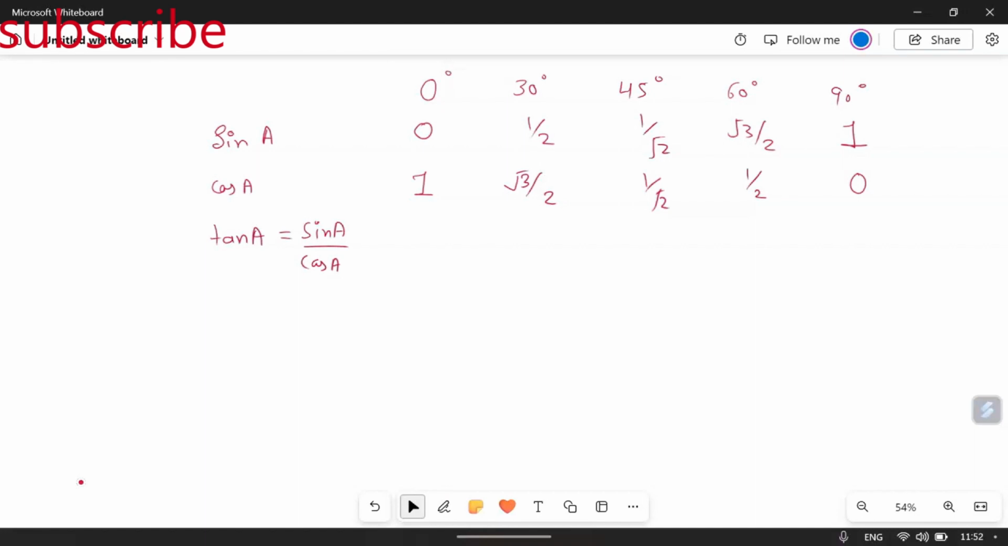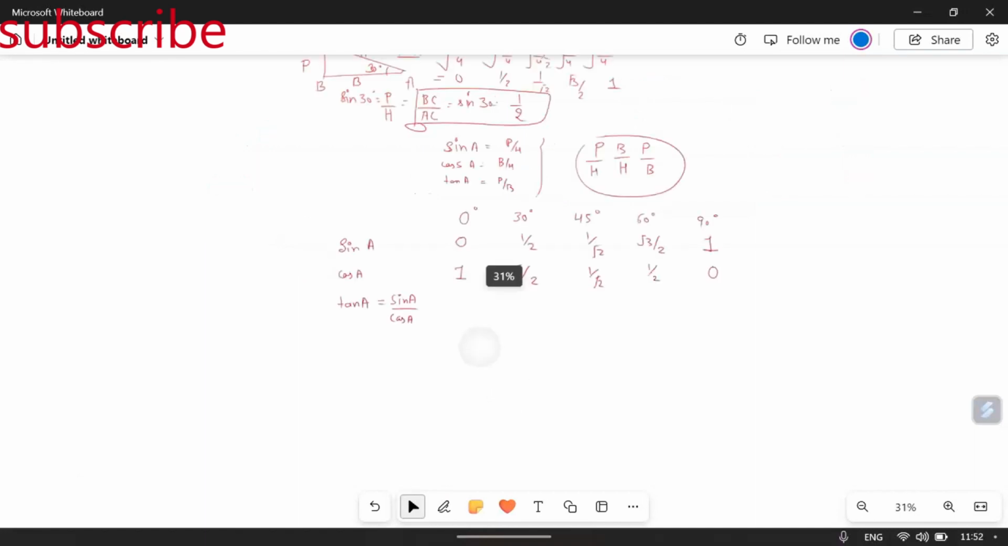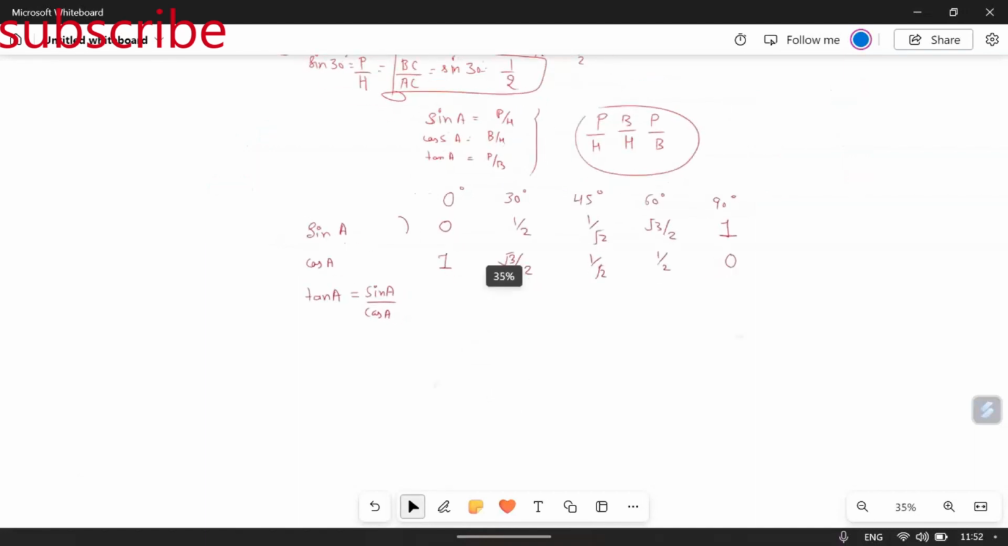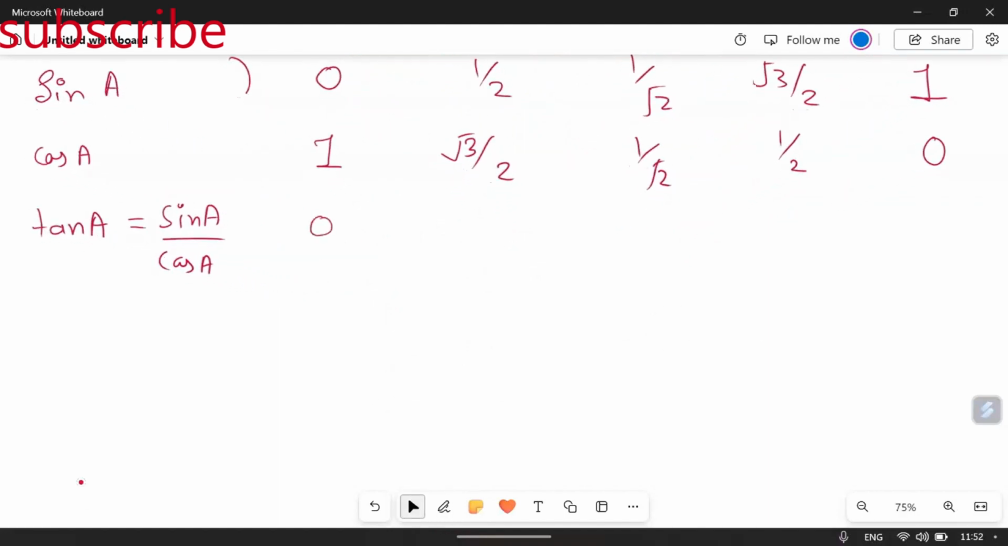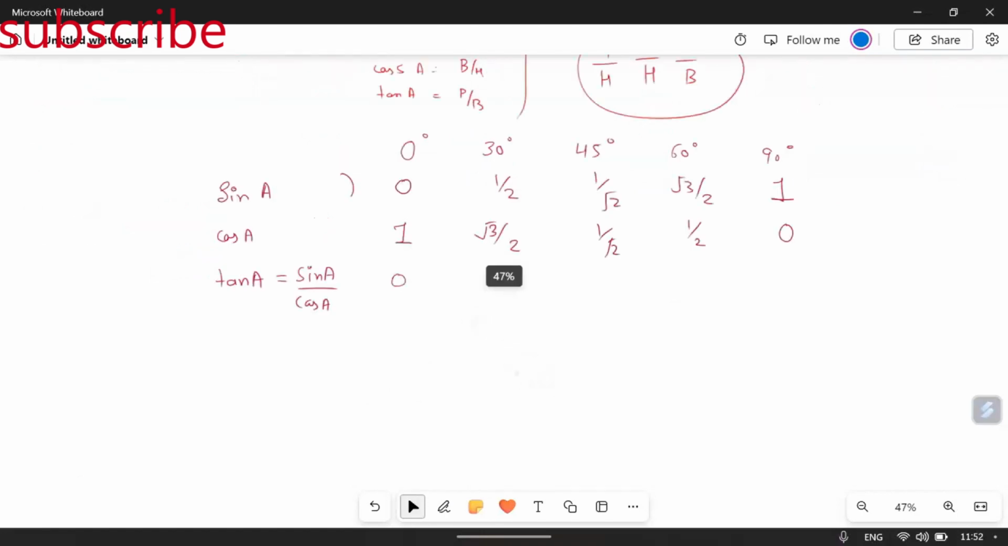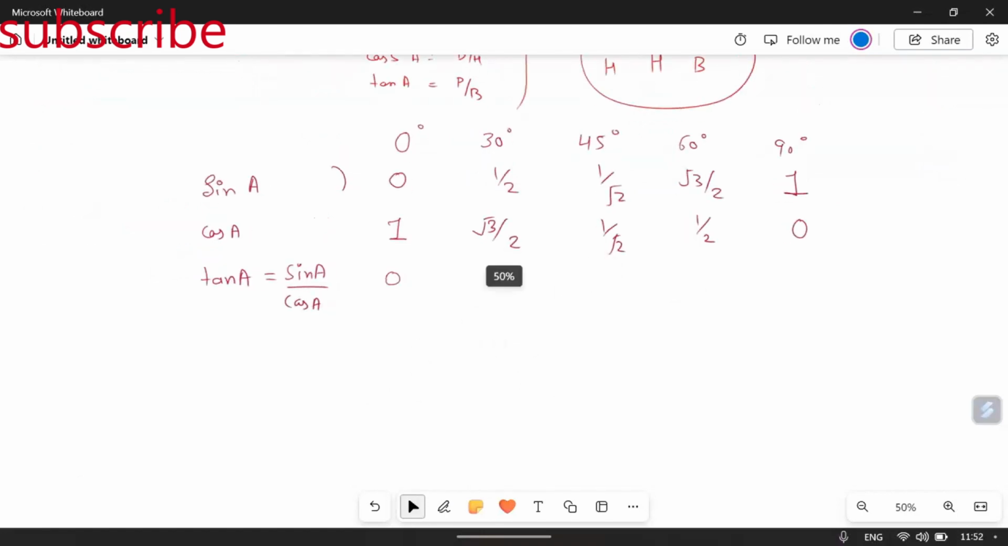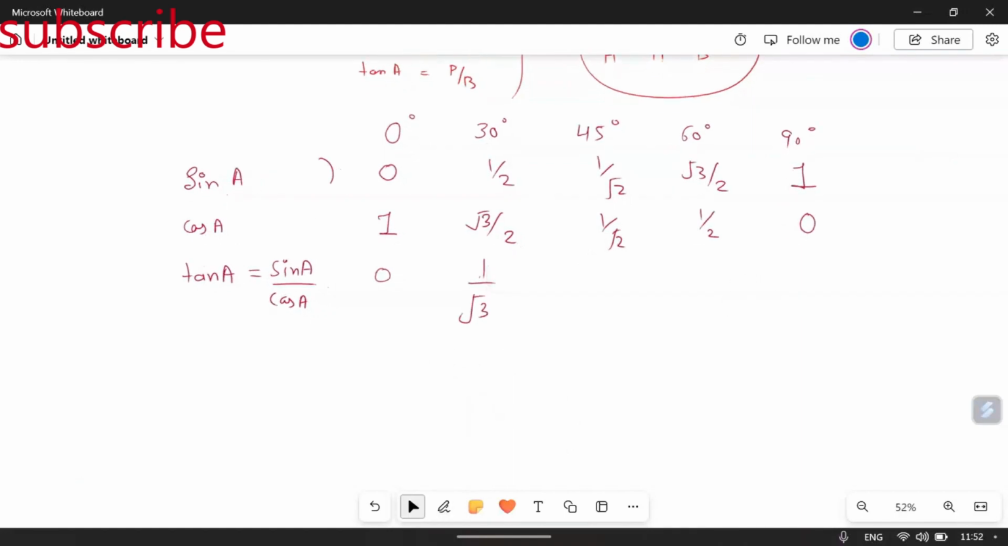So if you divide sin A upon cos A, 0 upon 1, that comes out 0. This comes out 1 upon root 3. Then the other one comes out 1. Tan 60 comes out root 3, and tan 90 comes out not defined. 1 upon 0 is not defined. ND means not defined.